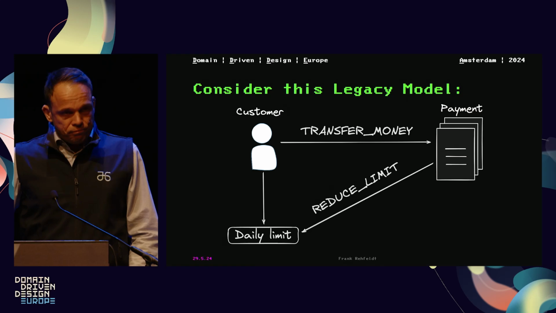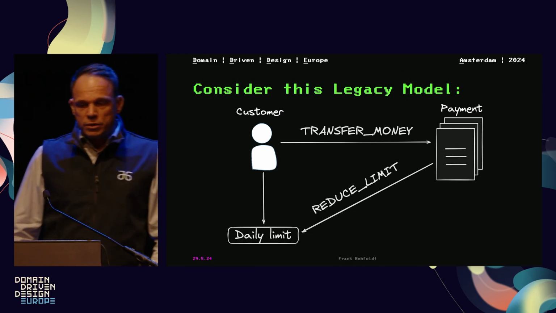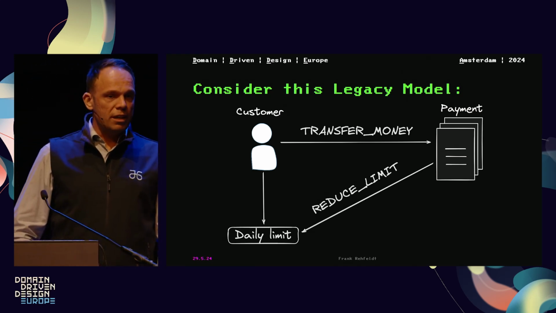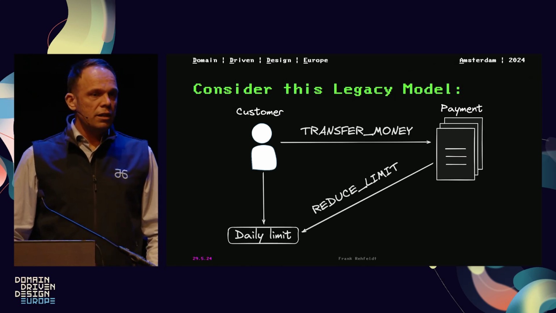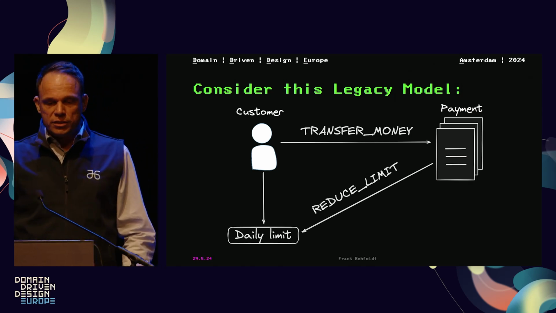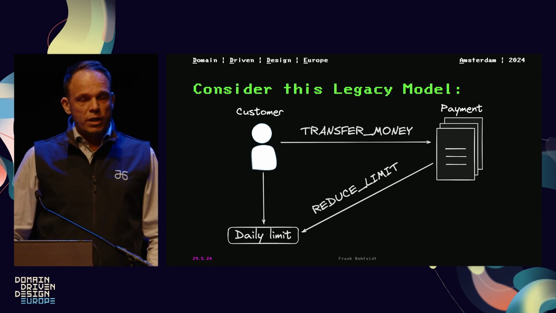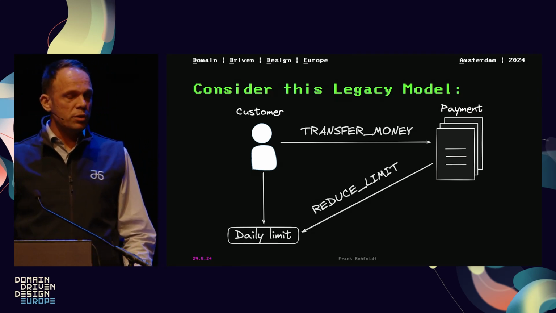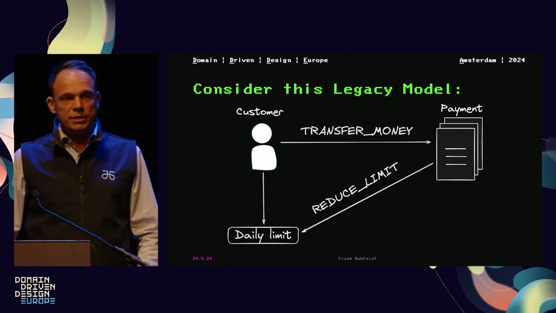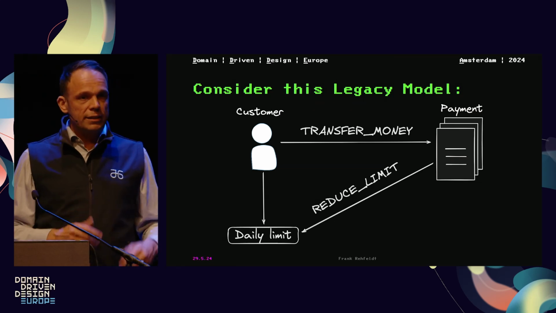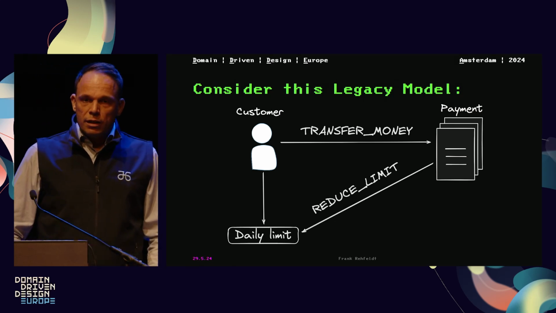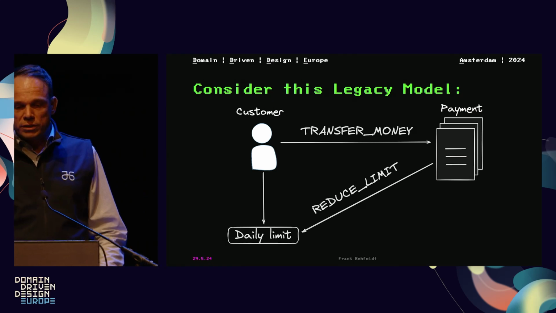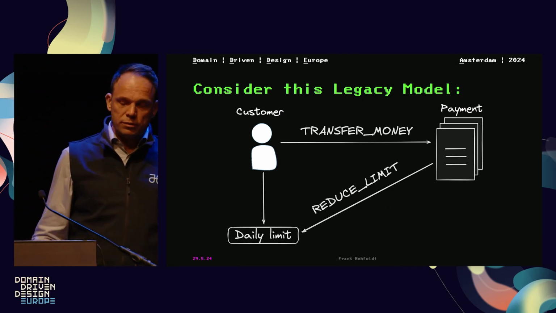Okay, so back to the dirty reads. I want to give an example of when they can happen. And for this example, I want to introduce a very easy legacy model. So suppose we have a customer, and the customer has an attribute daily limit, which basically says what amount of money he is allowed to transfer in a day. And then we have a second component, a payment processor that executes the payment.